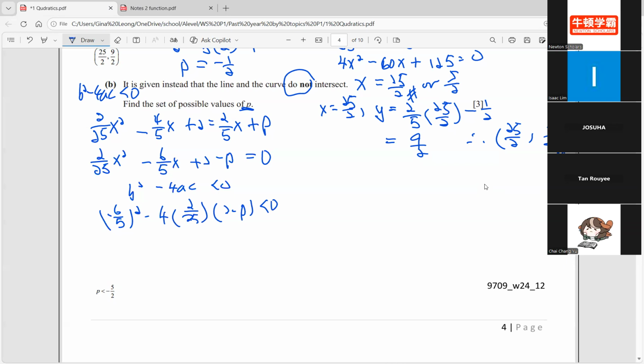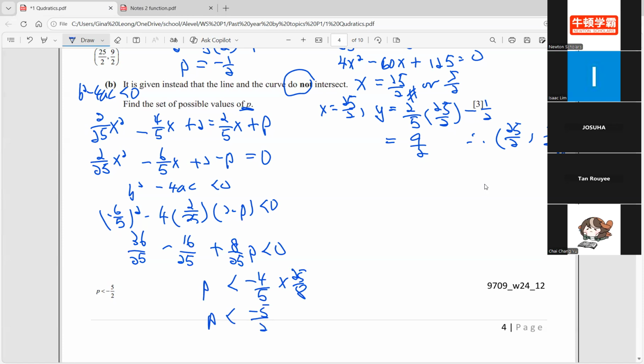Okay, we need to simplify first. Okay, I will get this one 36 over 25 minus 16 over 25 plus 8 over 25 p. Okay, simplify it. I will get negative 4 over 5, that p multiply with 25 over 8. Okay, so final answer, negative 5 over 2.